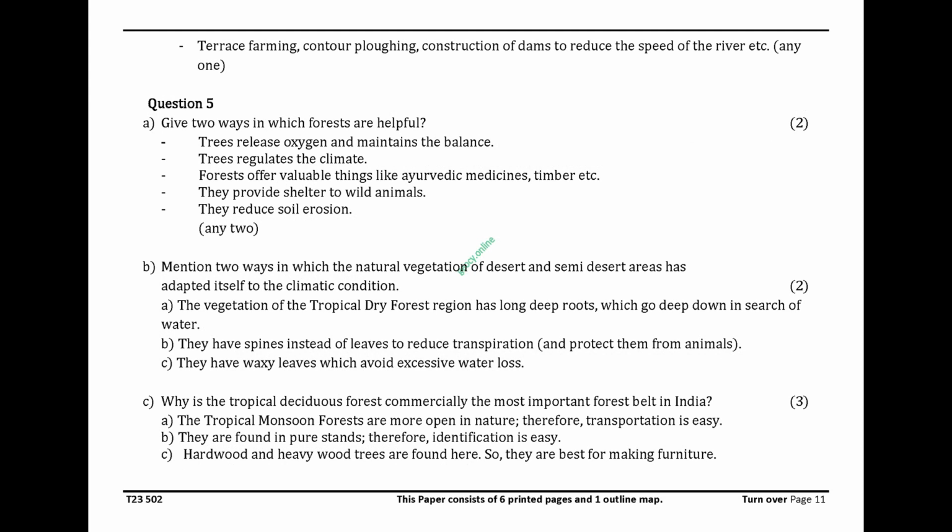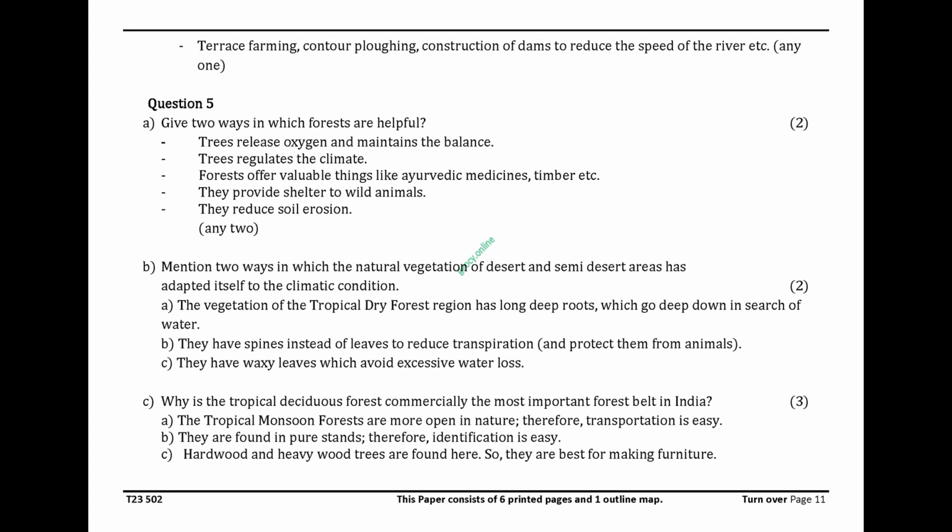Any one. Question 5. Give two ways in which forests are helpful. Trees release oxygen and maintain the balance. Trees regulate the climate. Forests offer valuable things like Ayurvedic medicines, timber, etc. They provide shelter to wild animals. They reduce soil erosion. Any two.